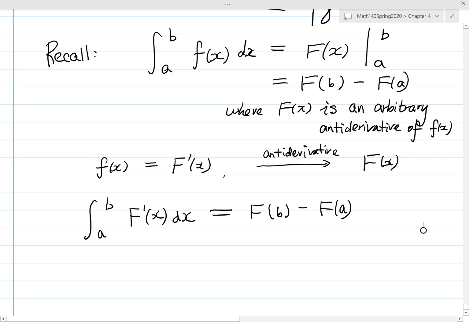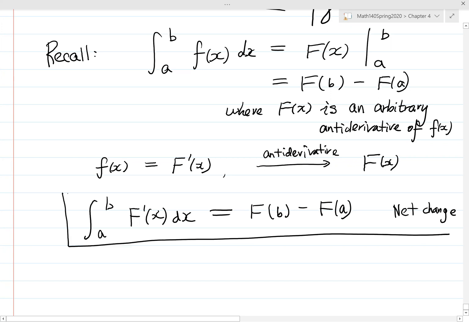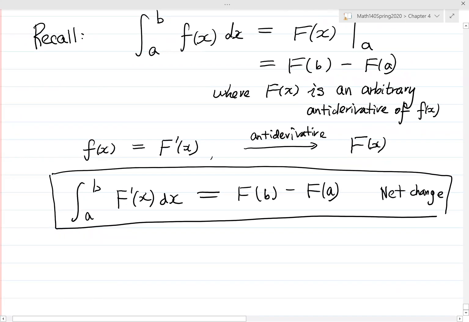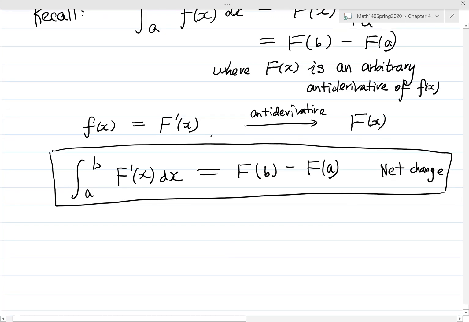So this is the net change. The right side is the net change. Then this is the net change theorem. It's just a special case of the fundamental theorem of calculus. That's very easy. Okay. Now examples of this net change theorem.